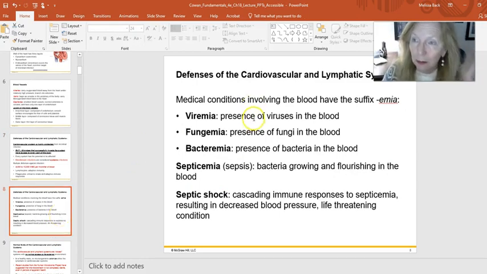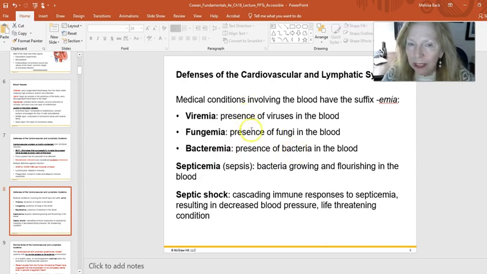So we have a ton of built-in innate and adaptive responses, and we understand that when something does get into the bloodstream, this can be a very serious thing. The suffix "emia" means in the bloodstream, involving the blood. So viremia, viruses are actively dividing in the blood. Fungemia, this is for fungi, yeast, and or molds. Bacteremia, the presence of bacteria.